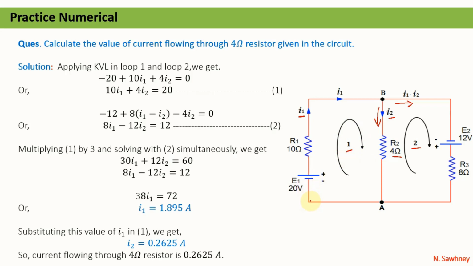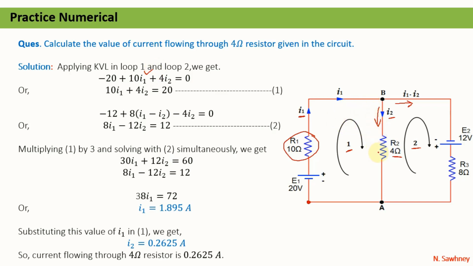Let us start from this node, that is node A only, as there is no component in between, so this is node A only. So from here, when we will move, the first terminal occurring is negative of E1, that means we will write it as minus of 20. Then we are moving in the same direction as the current I1, so we will write it as 10 I1, that is the potential difference across the 10 ohm resistor, as I have written here. It is 10 I1 and same direction, so positive.